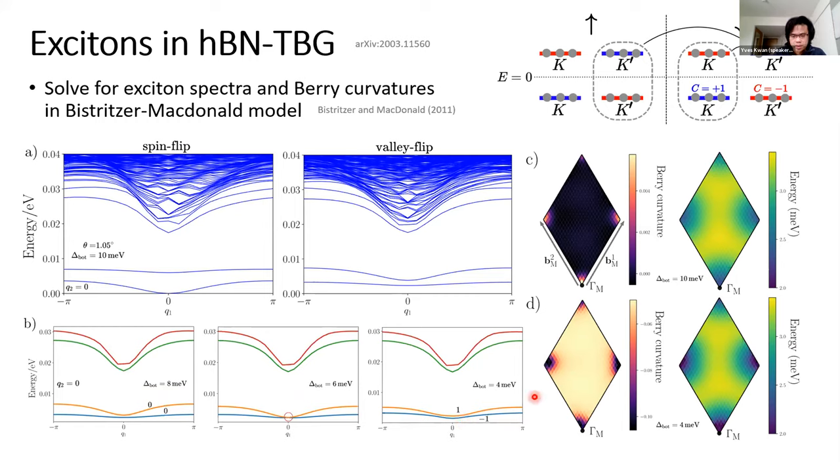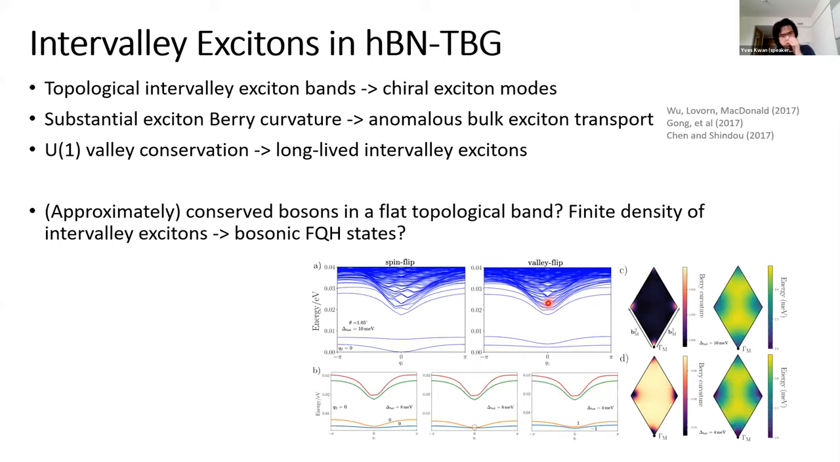So for example, here I've plotted the excitonic Berry curvature, and it's non-zero and it integrates to minus one. To summarize this part of the talk, basically we found that for the intervalley excitons in HB and TBG, for certain regimes, we can actually find topological intervalley exciton bands. If you have these, then this will give rise to chiral exciton edge modes, and these edge modes can transport valley charge, but they're actually charge neutral because of course these excitons, being a hole and an electron, are charge neutral.